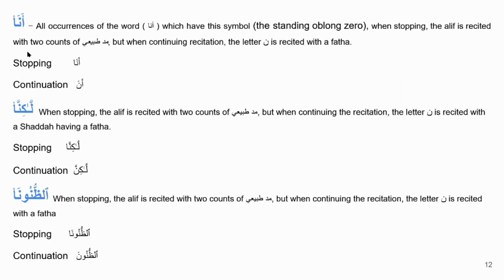And the first of them is the word ana. Whenever it occurs in the Quran and you see Alif has a sign of oblong zero like this, upon stopping on this word, we recite Alif Mad with two counts of Maddu Tabi'i, but upon continuing the recitation with the following part, there is no Alif in the recitation and we recite letter Noon with a Fatha only. So upon stopping, we will recite it like this, Ana. And upon continuation, we will recite like this, Ana.